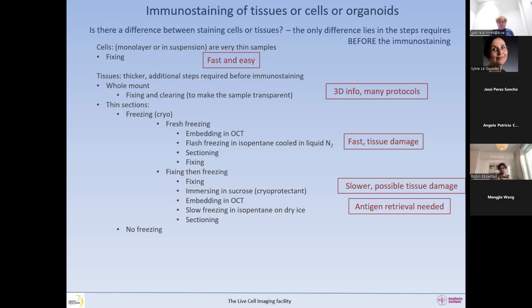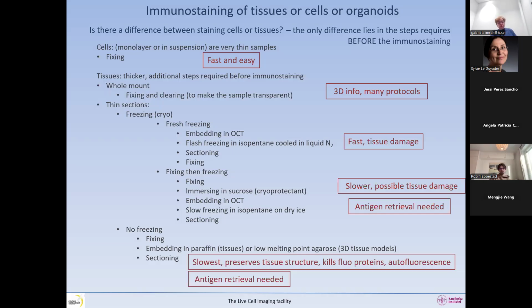This second option is much slower. It is more gentle to the tissue, but we can still get some tissue damage, and antigen retrieval is needed. Or we can decide we don't perform any freezing, but what we have to do is first fix our tissues, after which we will embed them in paraffin for the tissues, or low melting point agarose for the 3D tissue models. And only after that we will section them.